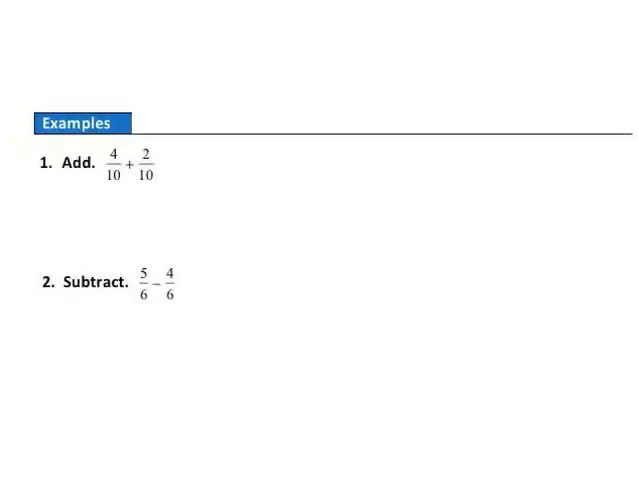Now let's take a look at some examples that will help us understand how to add and subtract like fractions. Example 1. Add 4/10 plus 2/10. Since these fractions have the same denominator, they're the same kinds of fractions, and we can add them together to get a total number. 4 of these tenths plus 2 more of these tenths altogether will give us 6/10.